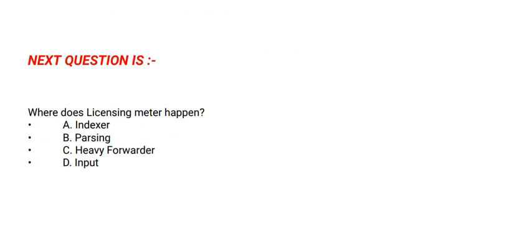Next question is, where does licensing meter happen? Options are, option A, indexer. Option B, parsing. Option C, heavy forwarder. And option D, input. The correct option is option A.